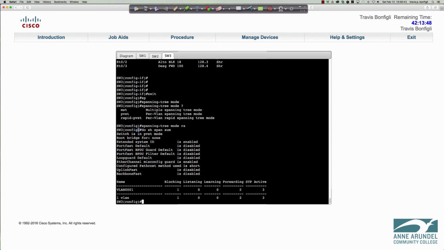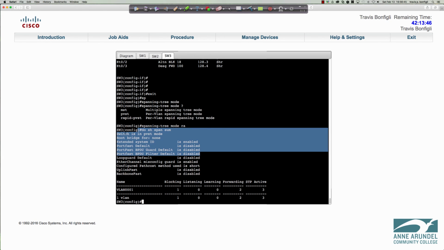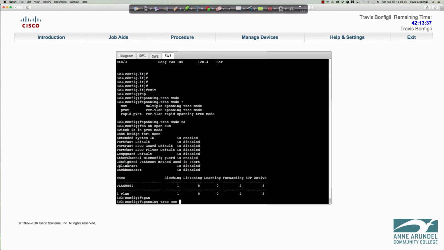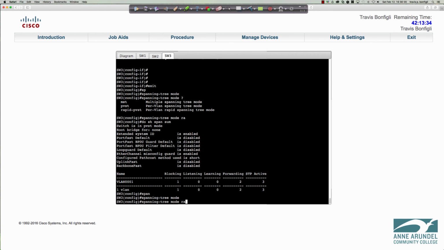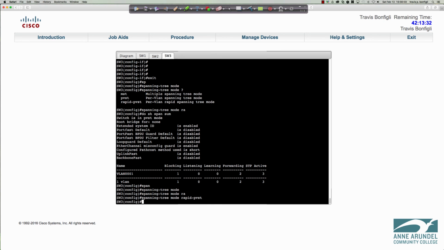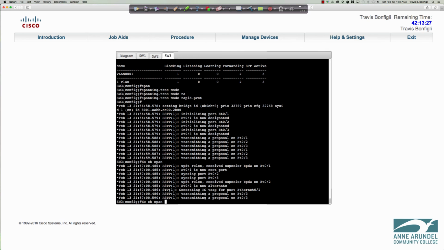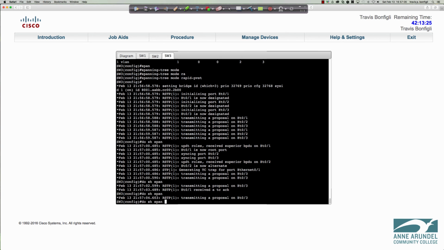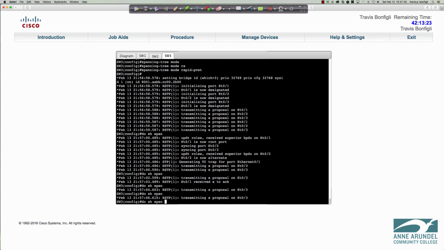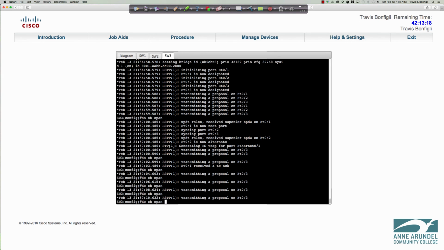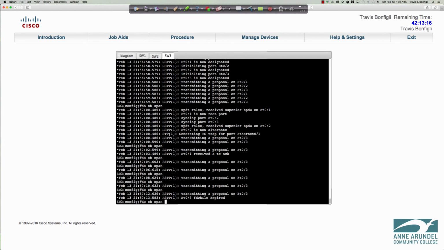I say do show spanning tree summary, and you can see right here, switch is in PVST mode. Now watch what happens when I say spanning-tree mode rapid-pvst. When I say do show spanning tree, and there go the proposals, right? That proposal process that you see taking place right there is what is going to shorten our forwarding time, so we're not sitting around for 30 to 50 seconds.